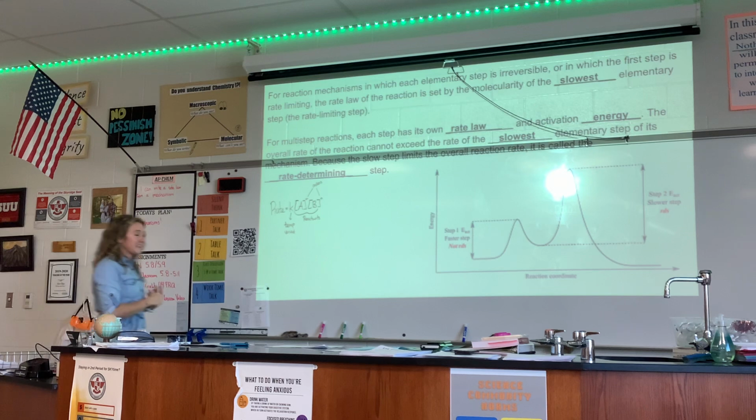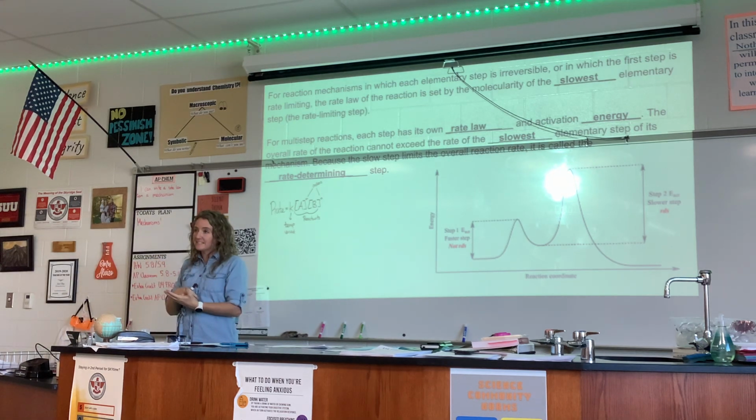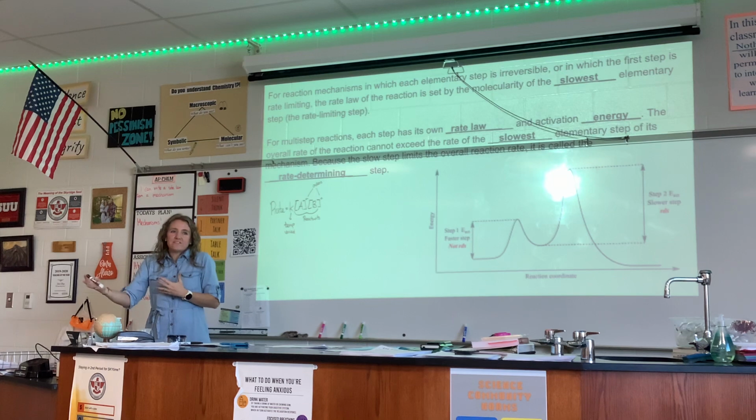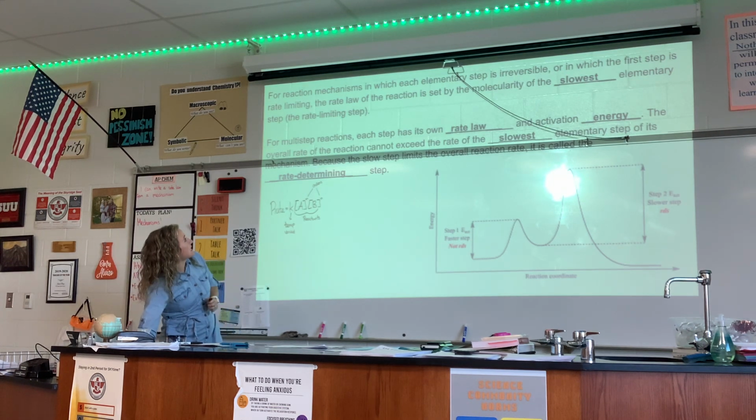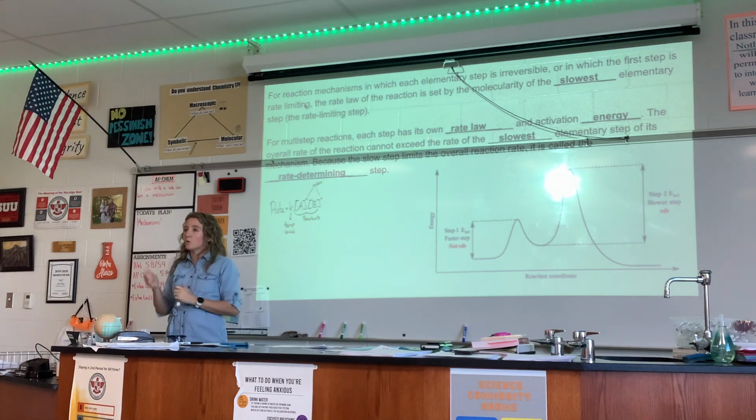Now, with those steps, through experimental means, scientists can label what we call the slow step and the fast step. Or if there's more than two steps, you can have three fast steps and a slow step. The name of the slow step is known as the rate limiting or rate determining step. We're going to learn and focus today that it's all about the slowest.